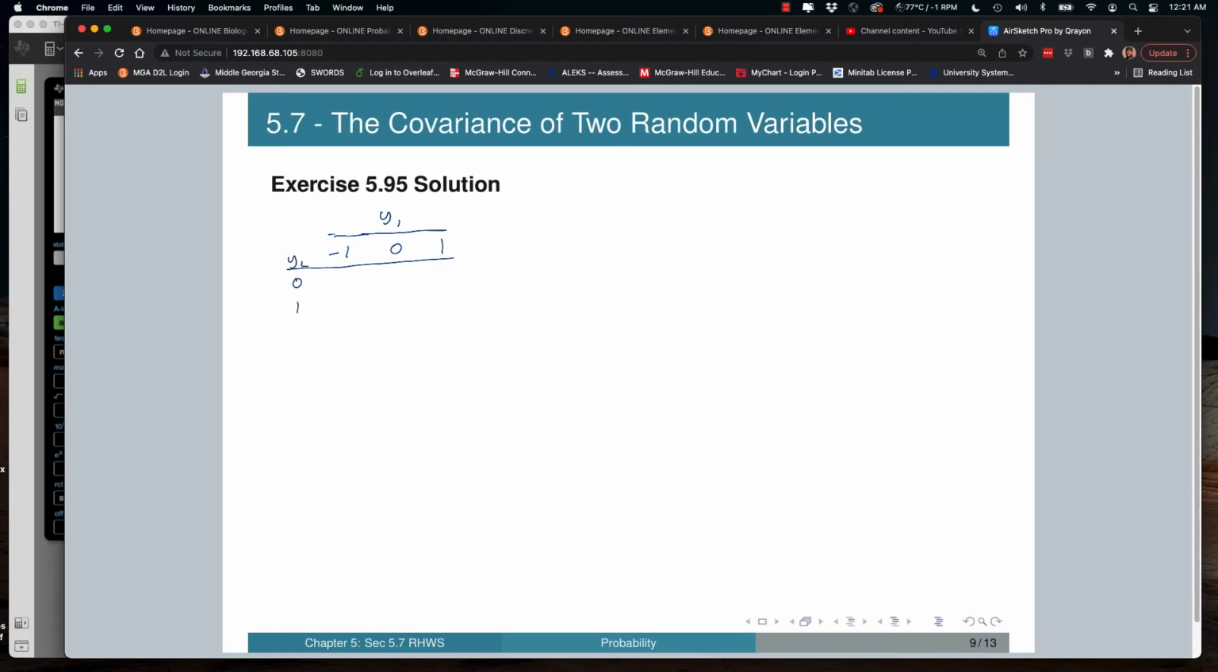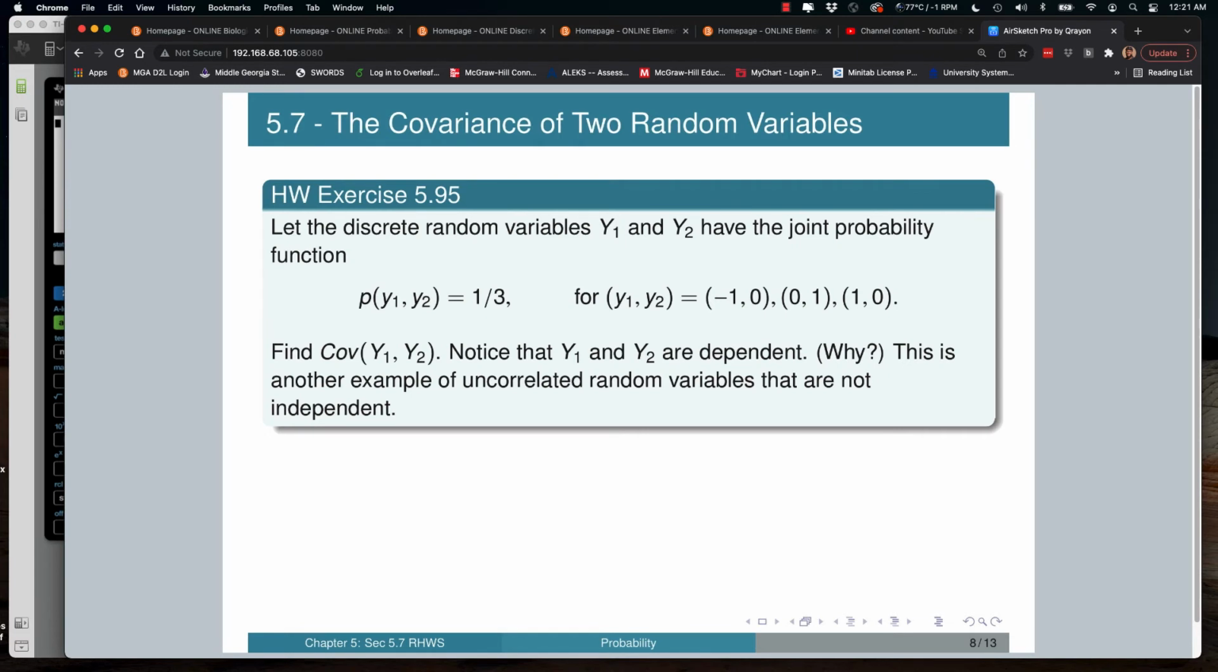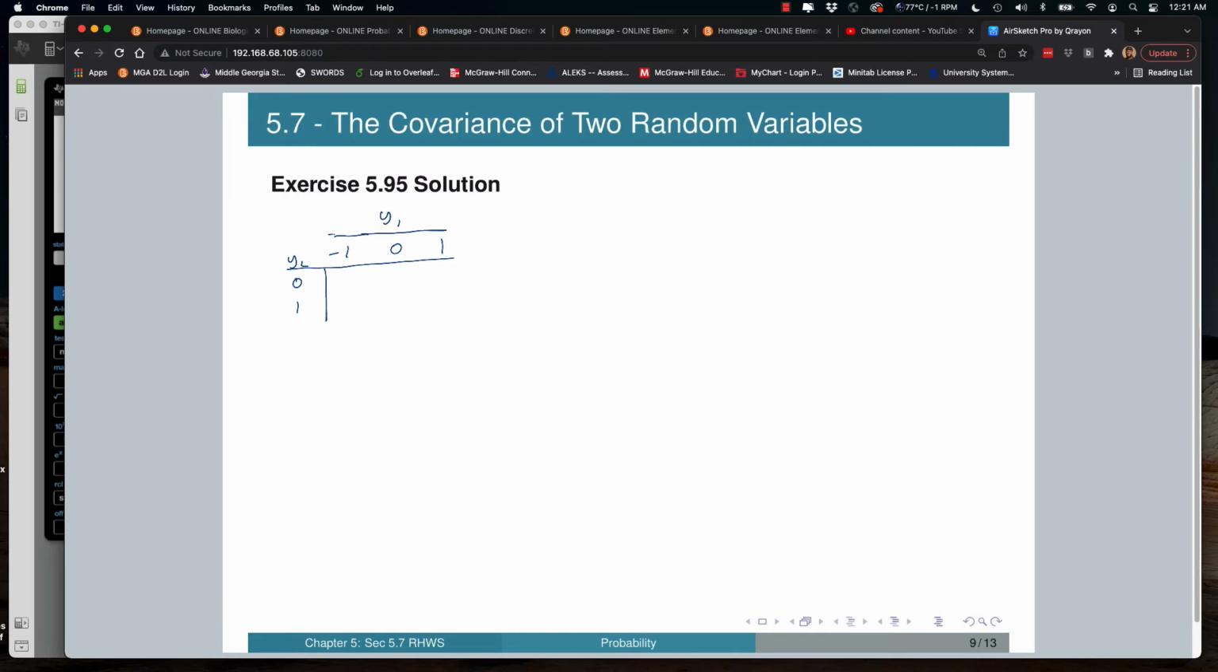So we can think about this as a table. And it said for -1, 0, 0, 1, and 1, 0, the probabilities of those ordered pairs was indeed 1/3. So this is 1/3 here, 1/3 here, 1/3 here, and everywhere else we get zeros. So we can do this much like we did the other problem. The weird part about this was the setup of the problem and the way they gave us the information. But after that, this becomes very simple.